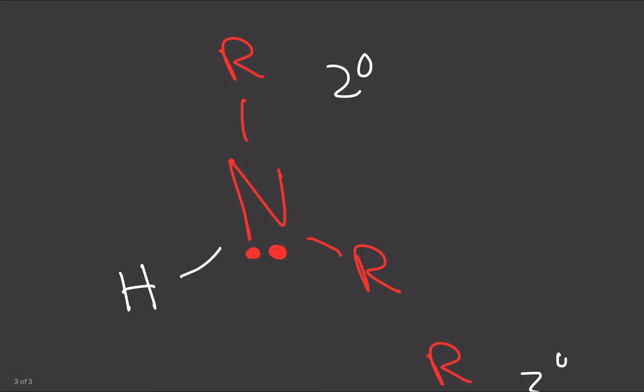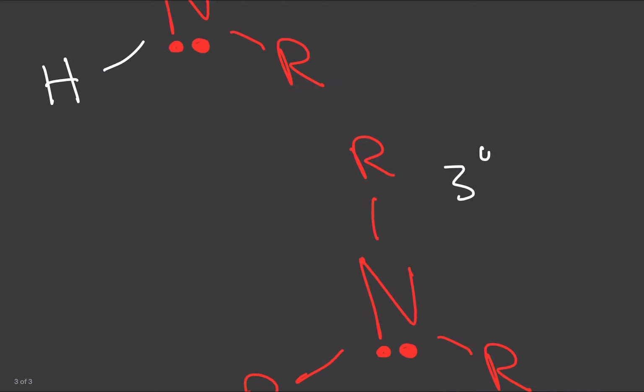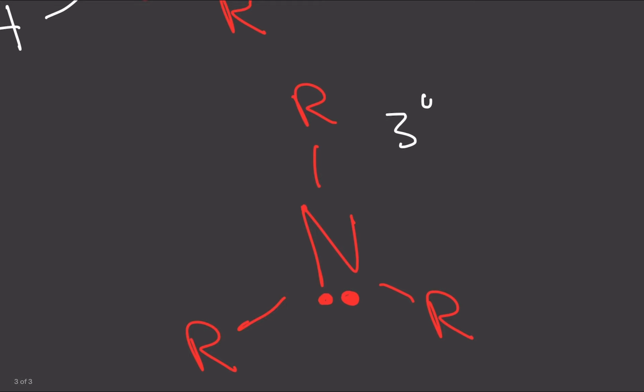If 2 of the bonds connected to nitrogen are R groups, we say that's a second degree, or in other words, only 1 hydrogen is bonded to a nitrogen. A third degree is when you have absolutely no hydrogens bonded to nitrogen. It's all R groups. That's a third degree.